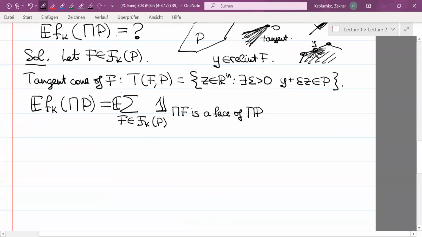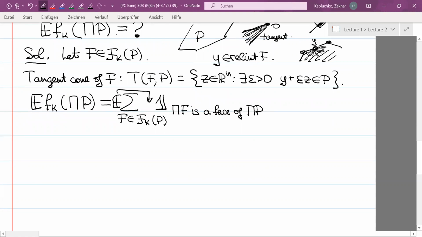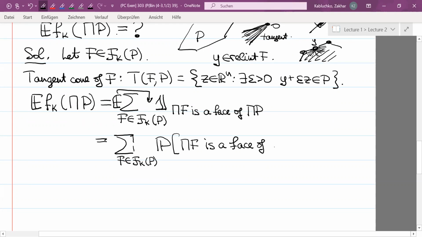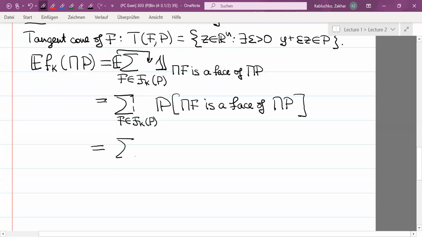Of course, we can now take the expectation inside the sum, if we like. And then we have the sum over all faces F in F_k of P of the probability that F survives in the projection of P. But now, how to write this event? How to represent this event? And this is the crucial step of this derivation. What is the condition that a face survives under projection?